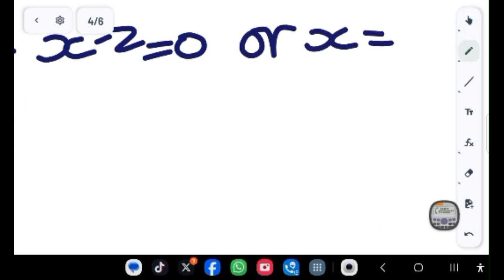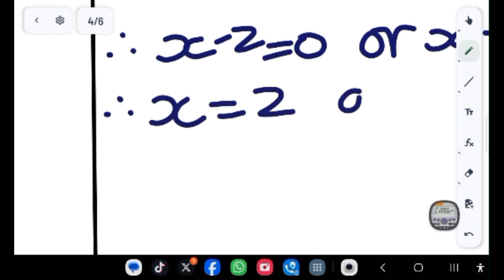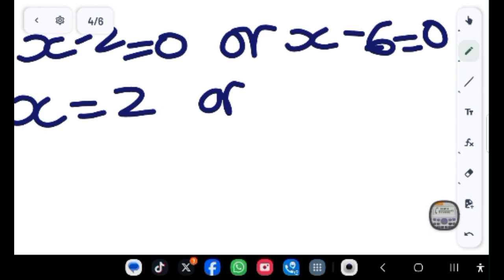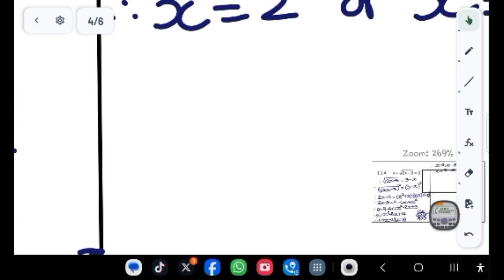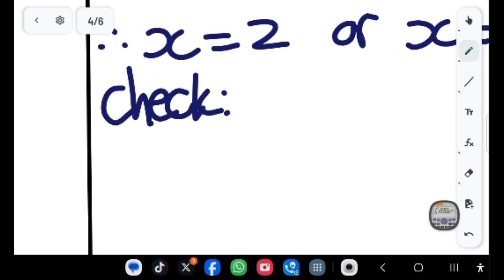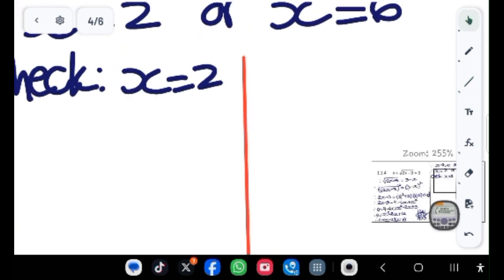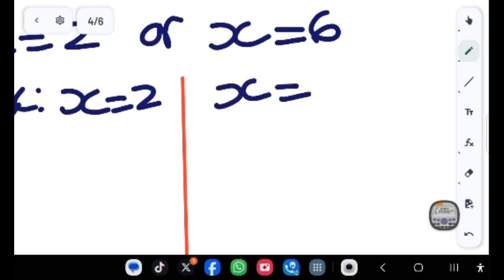This is where a lot of people make silly mistakes which end up messing up their answers and causing them to lose marks unnecessarily. x equals 2 or x equals 6. Now we check. When we're done, we check because we introduced extra solutions by squaring. We're going to check x equals 2 on the left hand side and x equals 6 on the right hand side.